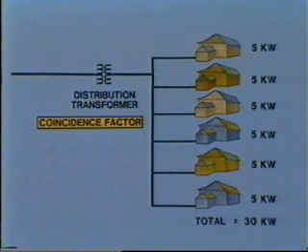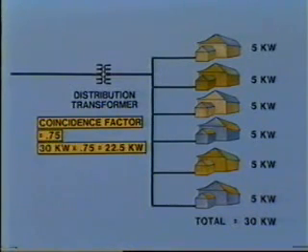Let us assume in our example that the coincidence factor is 0.75. Then we find that our installed transformer capacity should be equal to 0.75 times 30 kilowatts, that is 22.5 kilowatts. In practice, the utility company would install the nearest standard size, 25 kVA in this case.